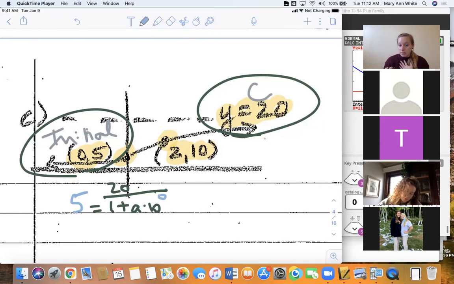Again, I know this is logistic because this is what the logistic parent function looks like. The logistic parent function is an S, and it's bounded by 2 horizontal asymptotes. So that's how I know. B to the 0 is 1, so I've got 5 equals 20 over 1 plus A. Let's multiply that 1 plus A to both sides.